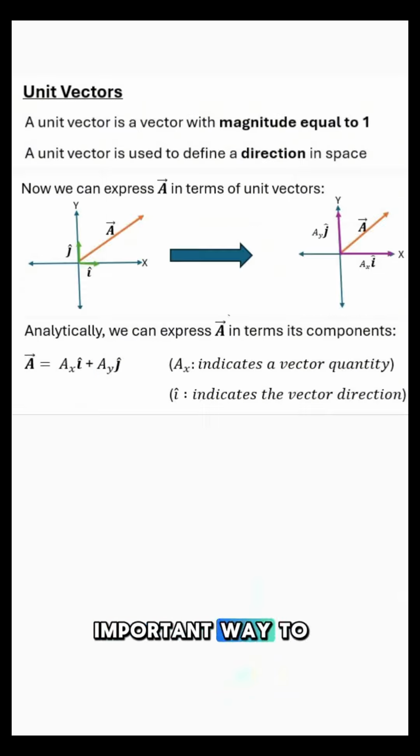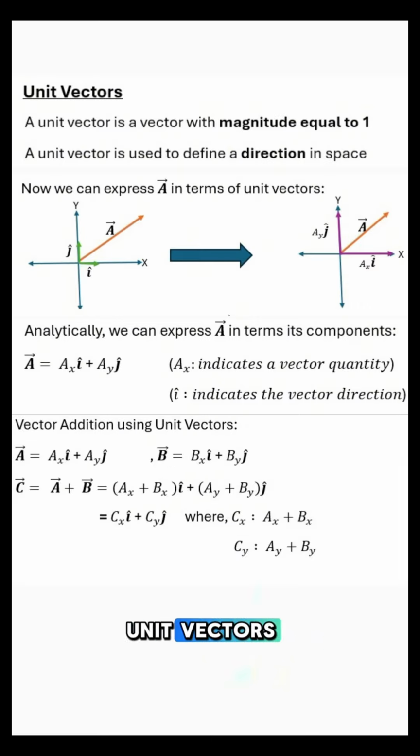Now, the more important way to express this is actually analytically. So below, we can see that the A vector is equal to Ax i plus Ay j. And so that is just an analytic representation of the graph on the right. It's also important to remember that Ax and Ay are the vector quantities, and then i and j indicate the vector direction. So this equation and the purple vectors in the diagram are expressing the same thing.